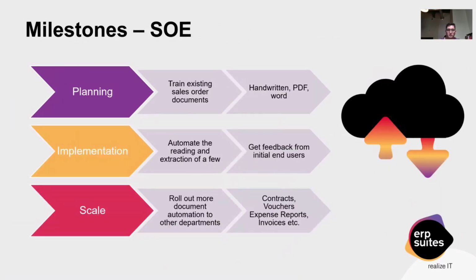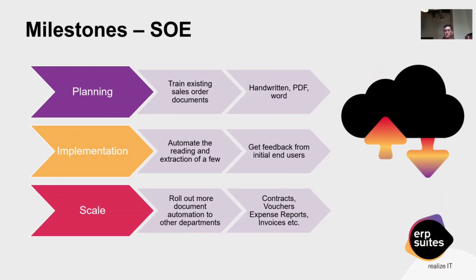Next, we'll go on to the milestones. With the milestones, again, it would be a more in-depth timeline when we build out an implementation roadmap, but we really broke it down to these three things. So really the planning, right? The ability to train on the existing sales order documents, handwritten PDFs, whatever you send in. Then the implementation: automate the reading and extraction of a few, start with a few, then move on to more, and then get feedback from initial end users.